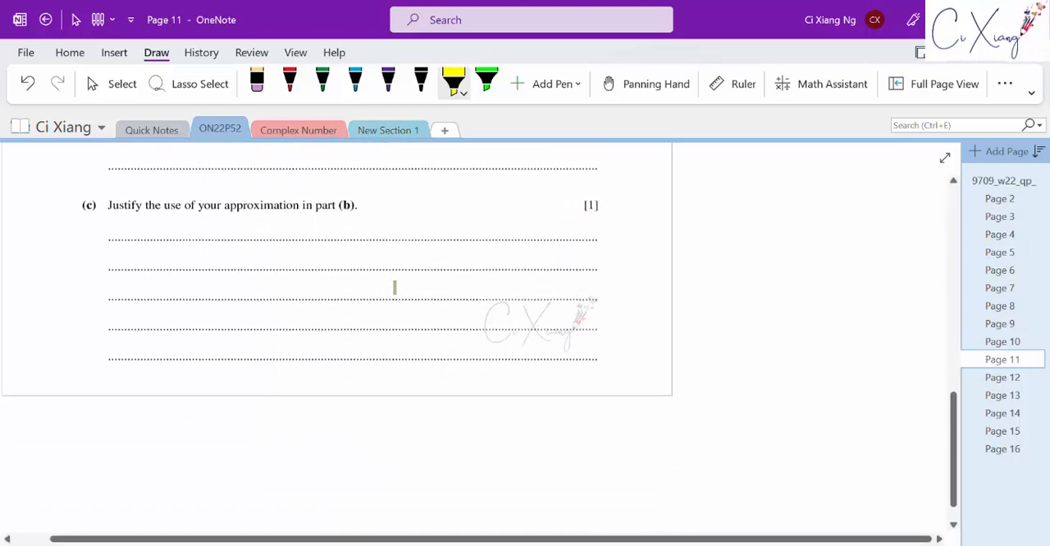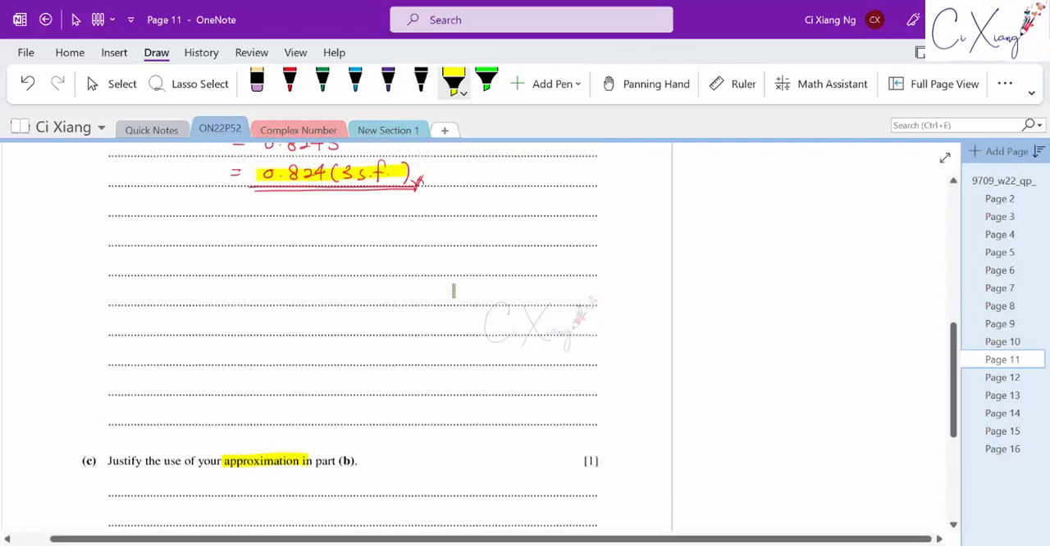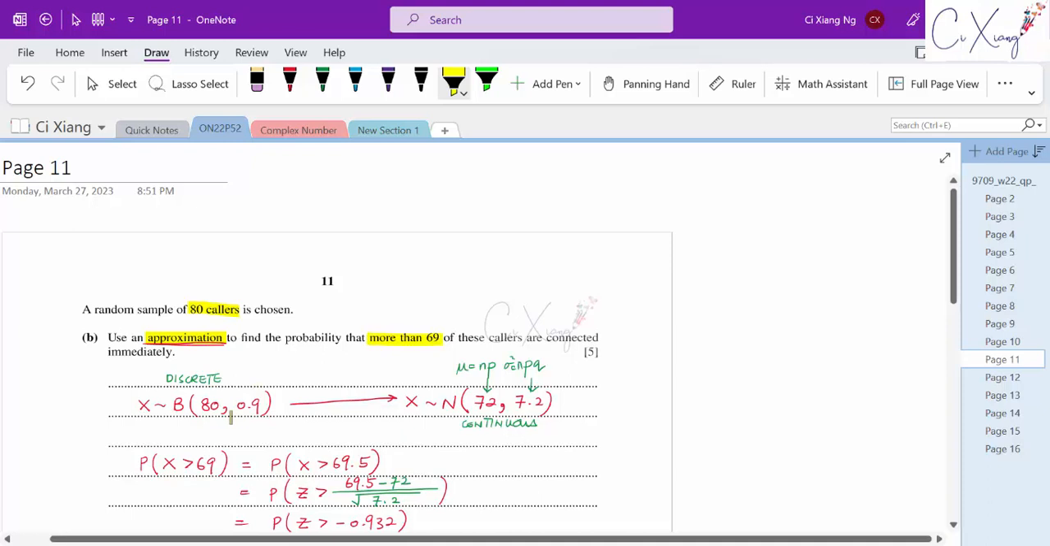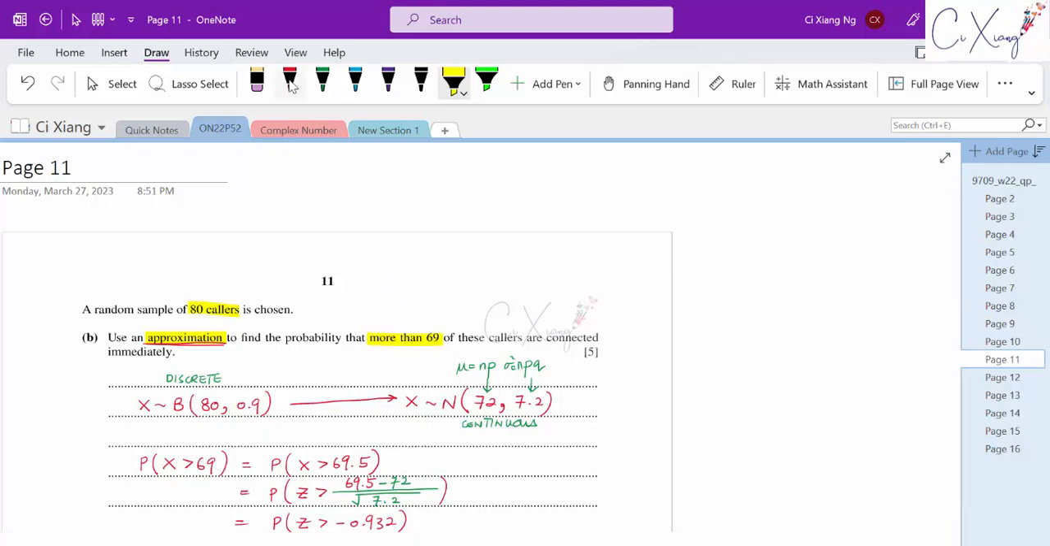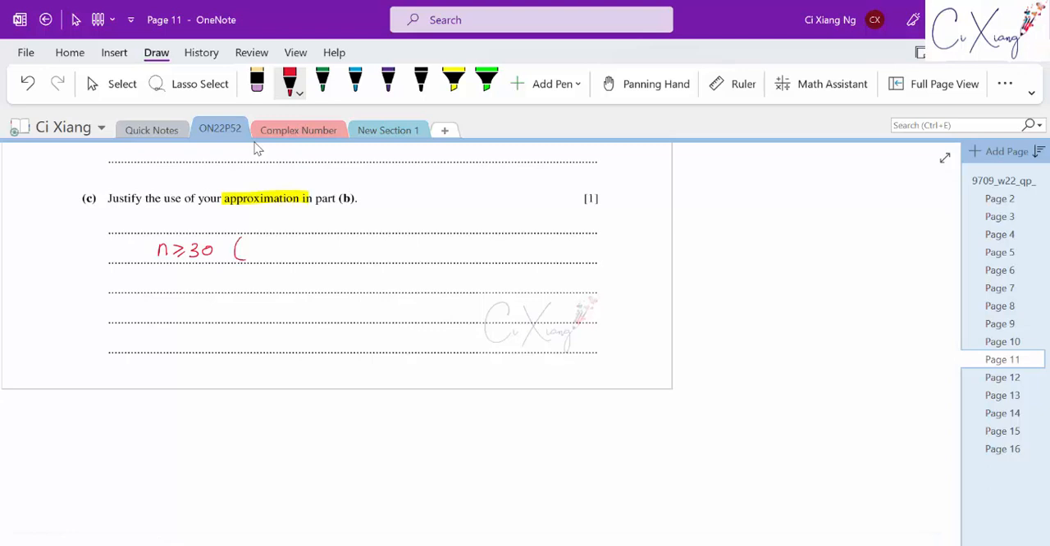If you have a look at part C, they want us to justify the use of approximation in part B. For your information, we cannot simply change the binomial to normal distribution. There are some criteria that we need to ensure the question fulfills. What are the conditions? Basically, there are a few here. The first one is n must be large, which is greater than or equal to 30. For our question here, our n is very large, equal to 80 already, and it is fulfilled.